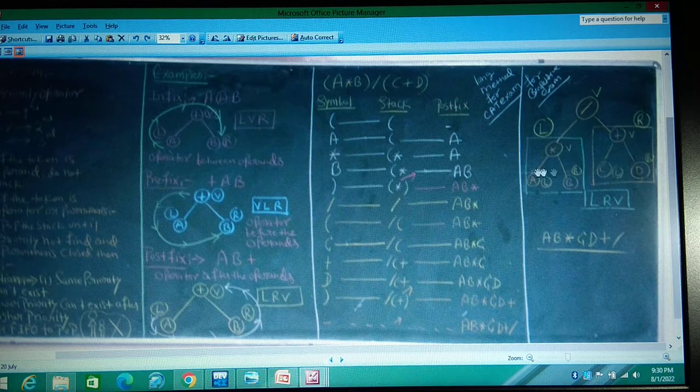Now once you have drawn the tree, what will you write? This is the definition of postfix, meaning left, right, digit. So this is your left. In your left tree, this is left, this is right, and this is the vertex. So you will write left, right, digit, because your postfix form is left right digit. So left right digit means A B star. A B star you have done.